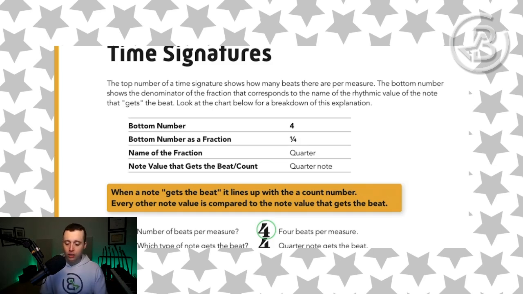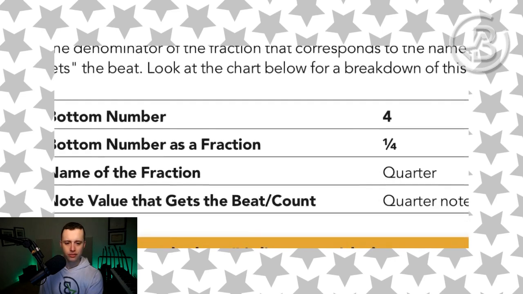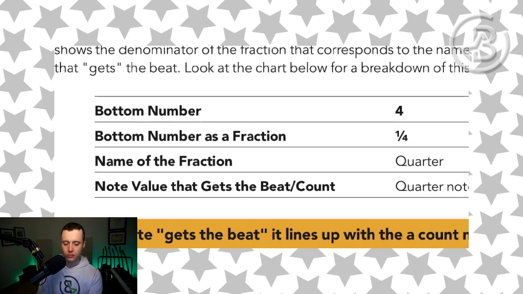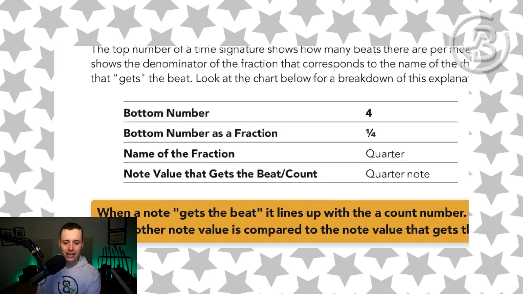How about that? Okay, so let's look at this time signature. The bottom number, that's going to be in the blue circle. The bottom number is 4. Let's imagine 4 with a 1 on top of it as a fraction. So 1 over 4 as a fraction. The name of the fraction of 1 over 4 is quarter, which means the quarter note is going to get the beat or get the count.